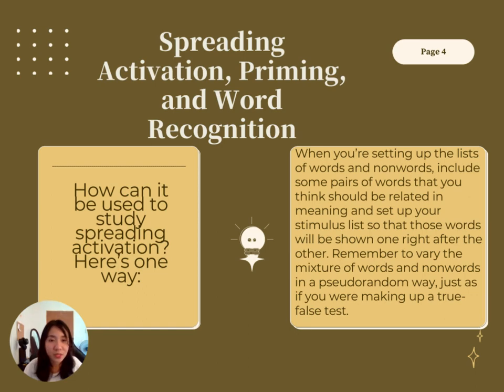So, how can it be used to study spreading activation? Here's one way. When you're setting up the lists of words and non-words, include some pairs of words that you think should be related in meaning and set up your stimulus list so that those words will be shown one right after the other. Remember to vary the mixture of words and non-words in a pseudo-random way, just as if you were making up a true-false test.